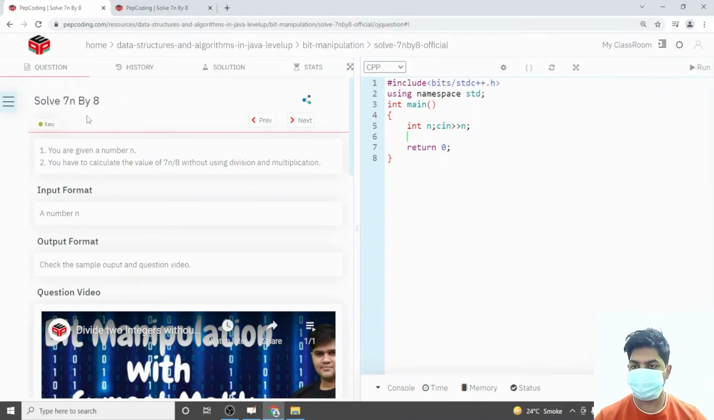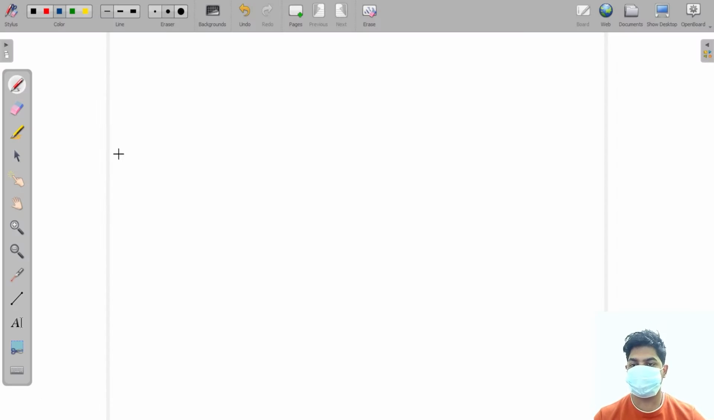Hi guys, in this video we will solve this problem, solve 7n by 8. Let's understand what the problem says. The problem says that we will be given an integer n and we have to find the value of 7n divided by 8. And we cannot use any division or multiplication operator. Then we have to find this value. So this was the problem part.